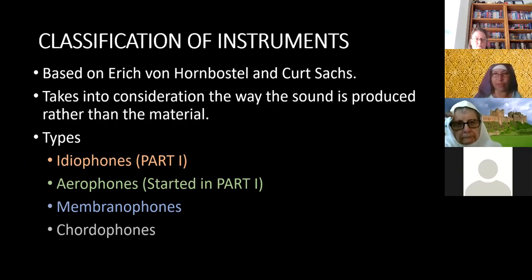How this classification takes into consideration the way the sound is produced rather than the material. And this classification is divided into four: the idiophones, which is the ones that we studied on part one; the aerophones, we started it in part one and we're gonna finish it today; the membranophones, and we're just gonna mention that chordophones are not present at pre-Hispanic.